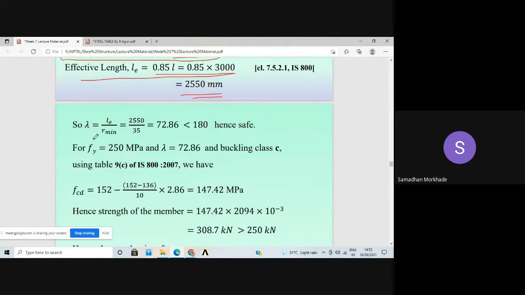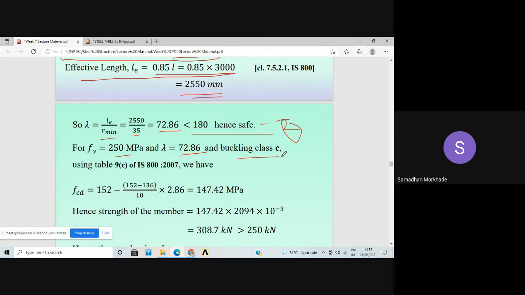Now KL by R. Lambda is equal to KL by R minimum. R minimum is your RUU, 35. This is 72.86, which is less than 180, from table number 2 or 3. Just remember the slenderness ratio limits. So it is safe. Now FY 250 MPa, lambda is 72.86, buckling class is C.